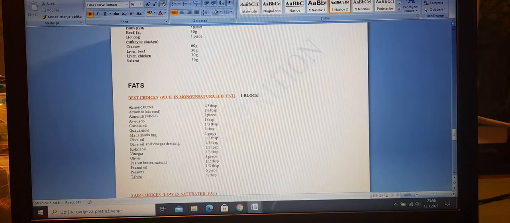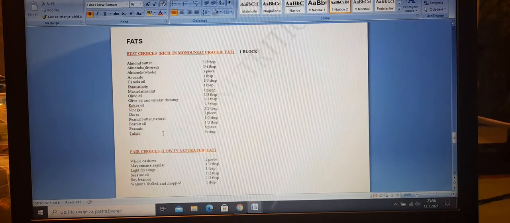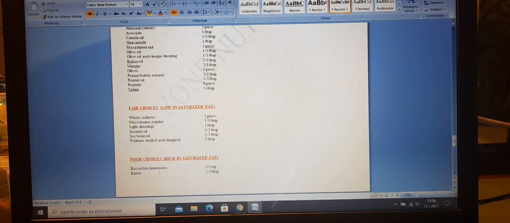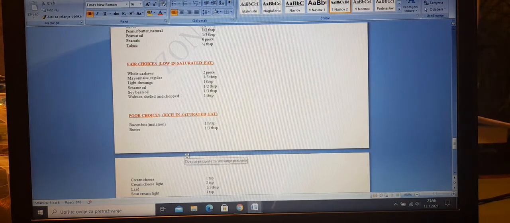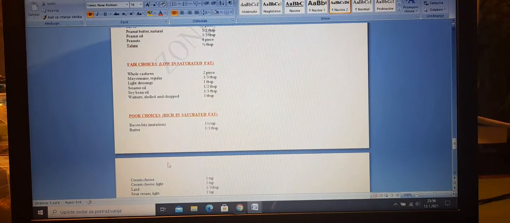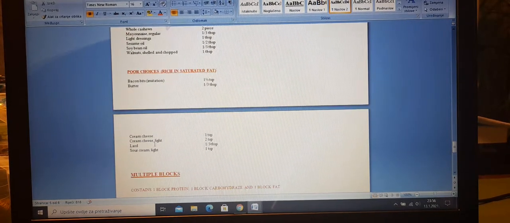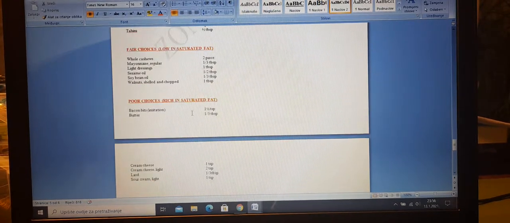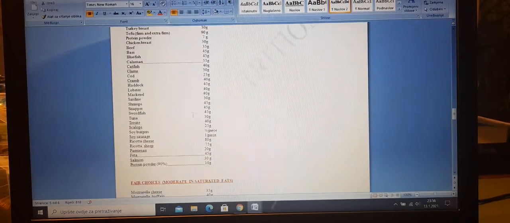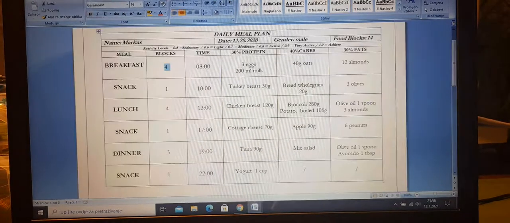Of course, it's very logical. You always try to take food from the best choice or the fair choices, and the poor choices, of course, we try to avoid, especially when you are in the process of losing weight. Later, when you have already reached your goal, you can also take some of these, but I always recommend trying to avoid them as much as you can. So let's come back here to the daily meal plan.